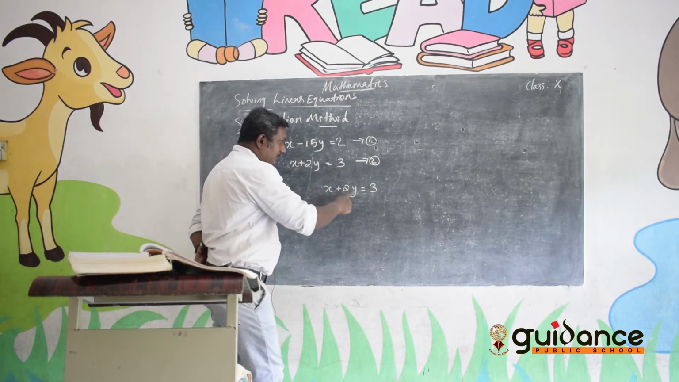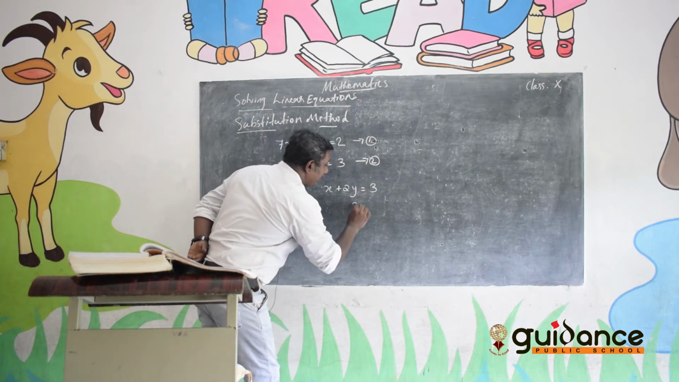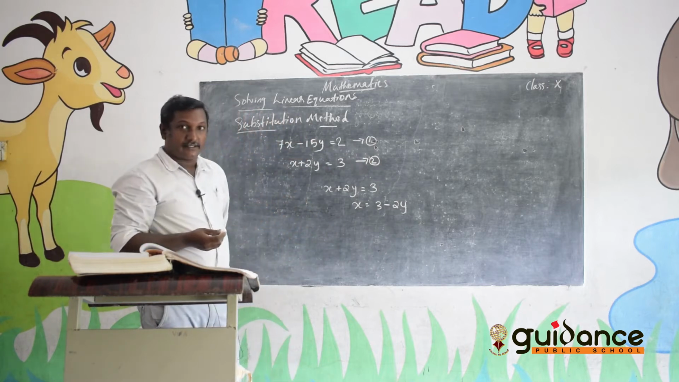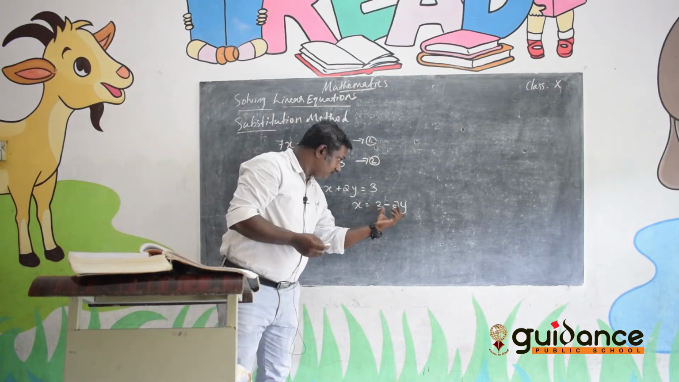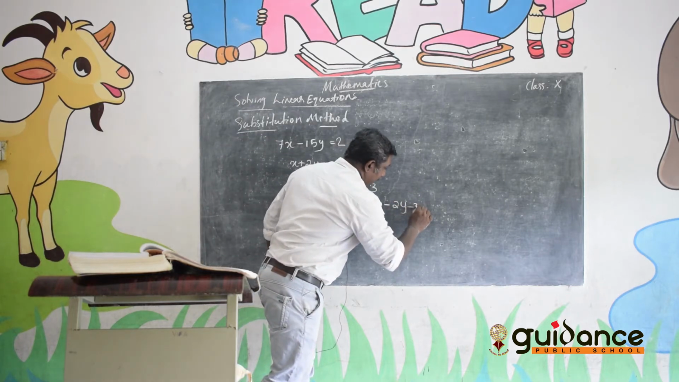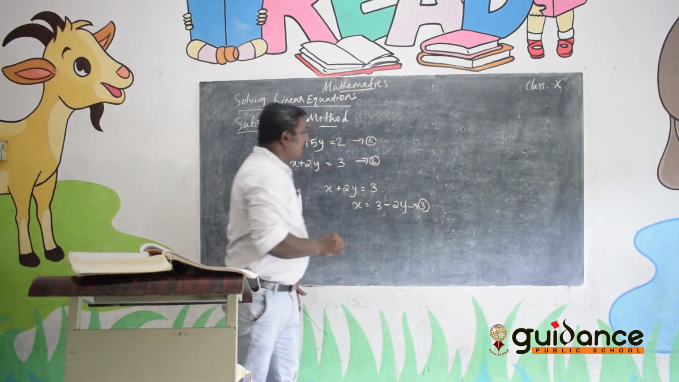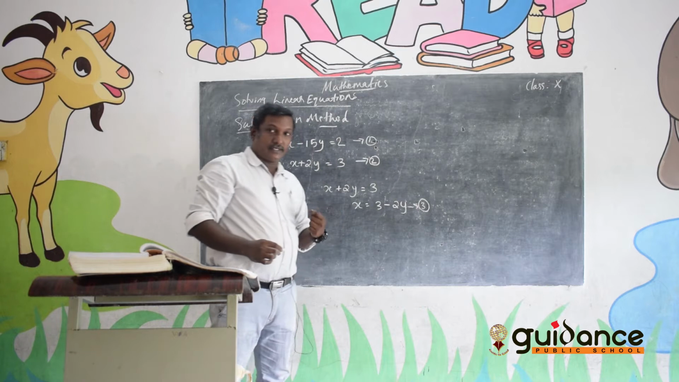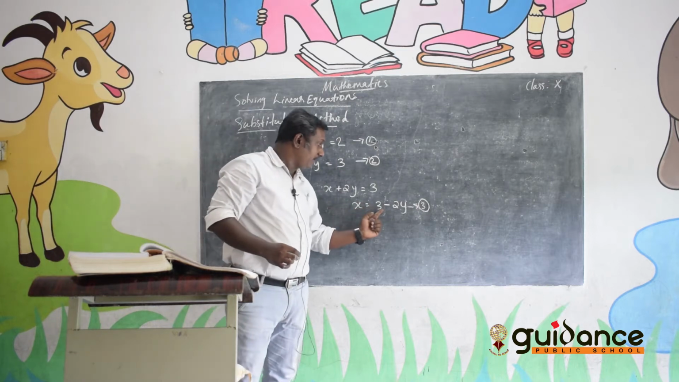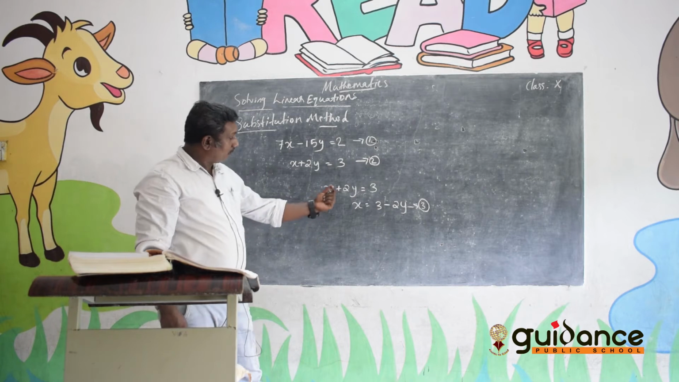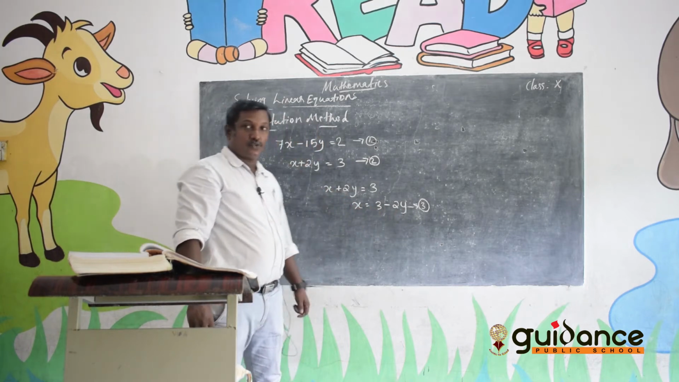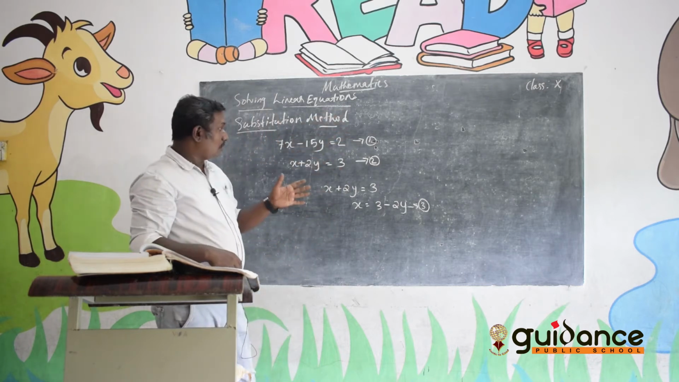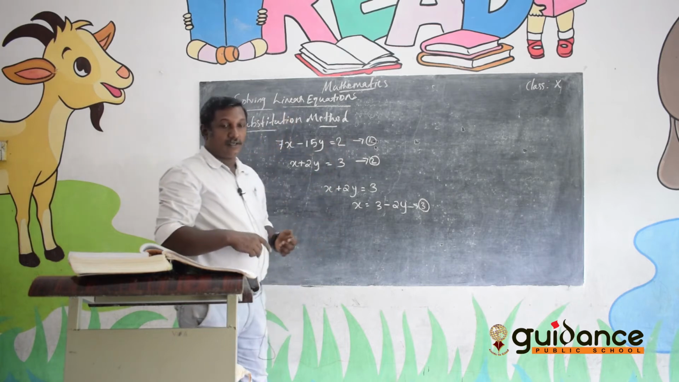So bringing the 2y to the right side, x equal to 3 minus 2y. That is equation number 3. So instead of x we can consider 3 minus 2y. We substitute x equal to 3 minus 2y. That value we substitute in equation number 1.